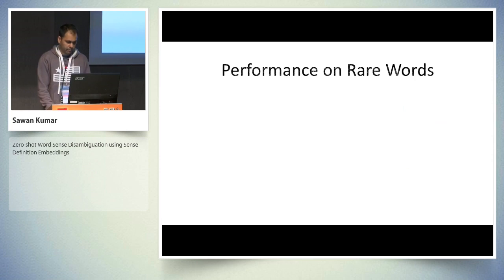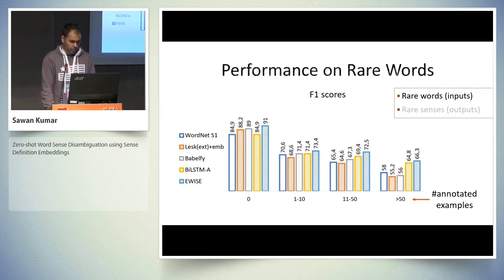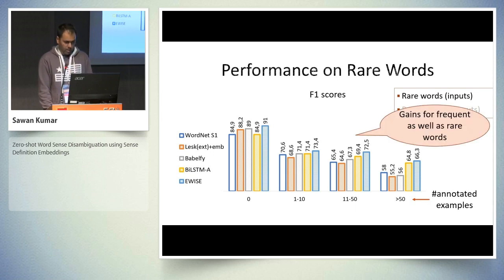Next, we compare our performance on rare words. So we basically split the test examples into different frequencies of 100 examples. So on the x-axis, we have the number of times a particular word occurs in the training corpus. Here we see that with our system, we get gains for frequent as well as rare words. Specifically for unseen words, which is the first category here, we do better than the knowledge-based approaches.